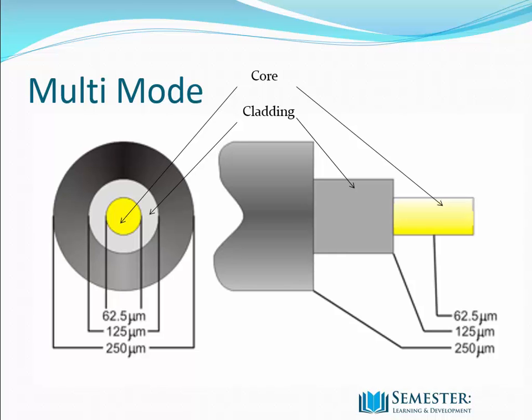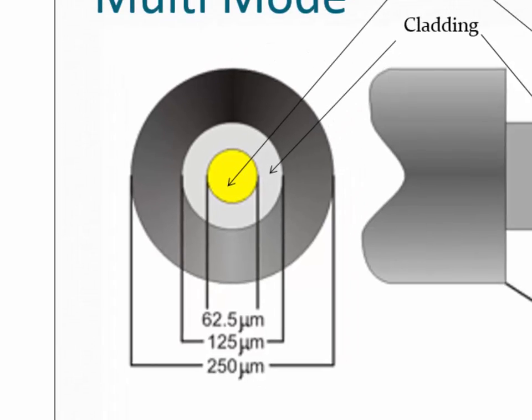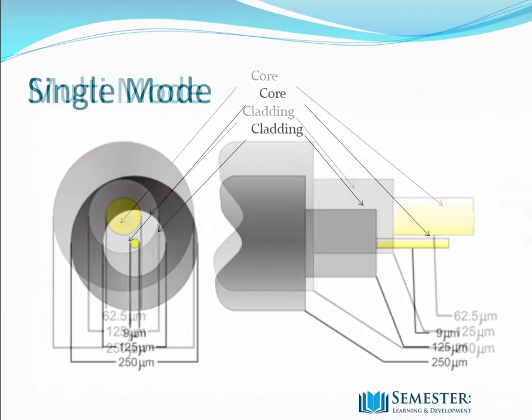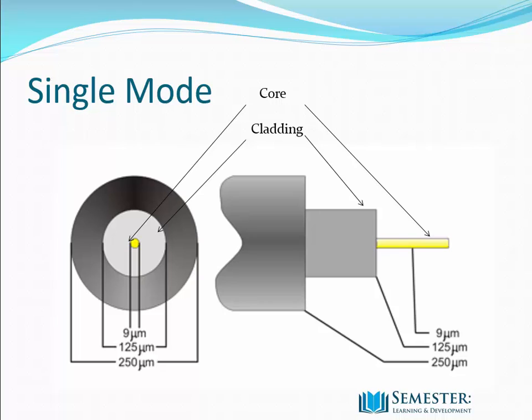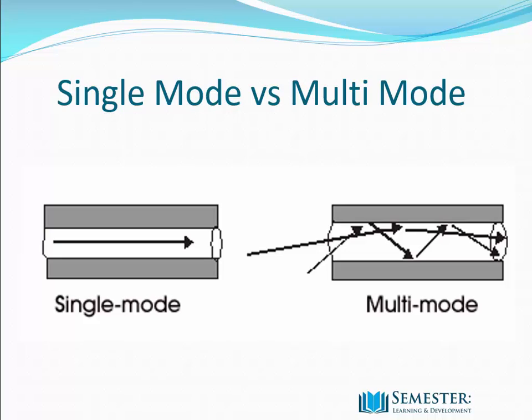Looking at multimode, we can see that the core is 62.5 microns, where in single mode it's only 9 microns. This makes it lighter and much thinner. So how does the light travel down them? In a multimode, there are multiple modes of light, but in single mode, as the name suggests, there is only one. From the side, it looks a bit more like this.